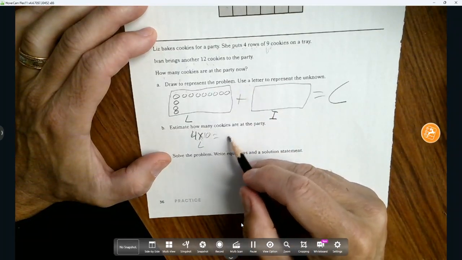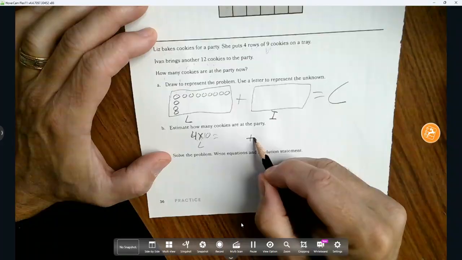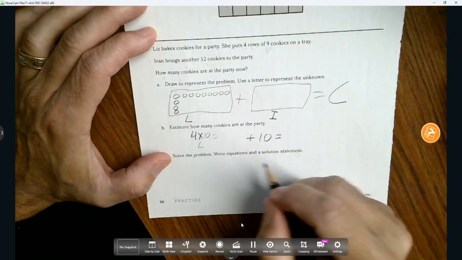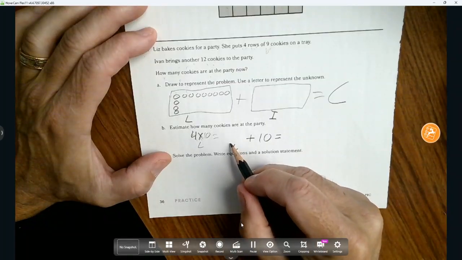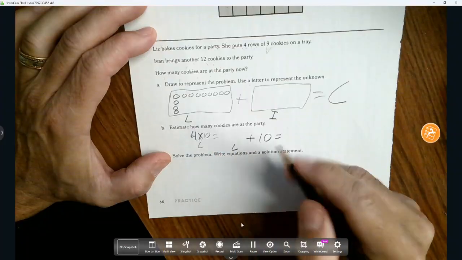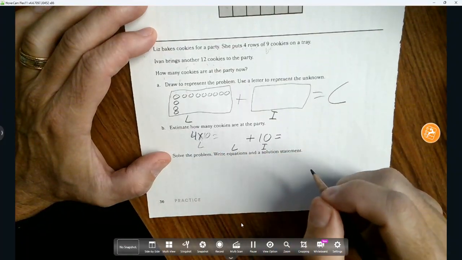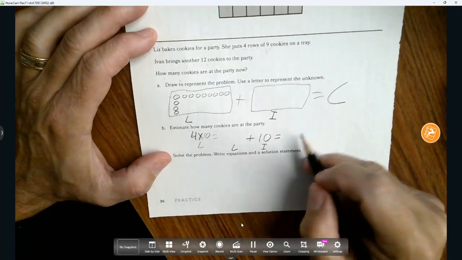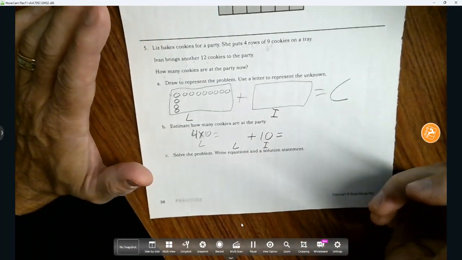So if we put Liz's answer here, plus 12, 12's close to 10 again, right? So how many Liz's estimate, put above the L right here. All right, when we solve it, just let it come right there. And this is Ivan's. This is the estimate. Okay, so her estimate plus his estimate should give us an estimate. That'll be close. That's not the real number.